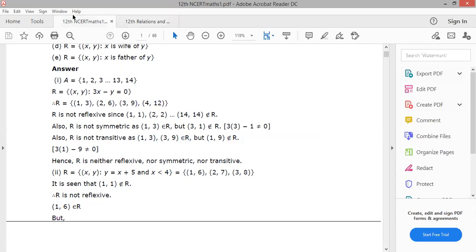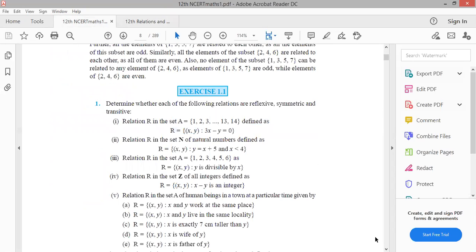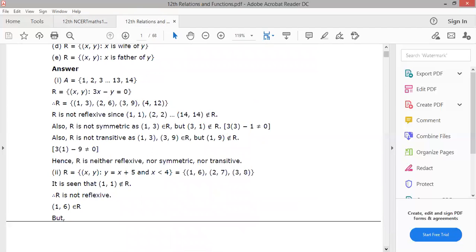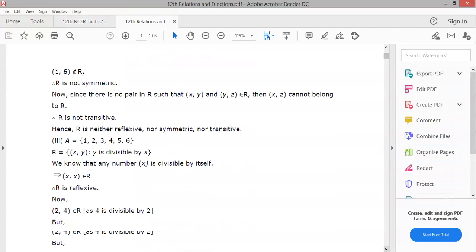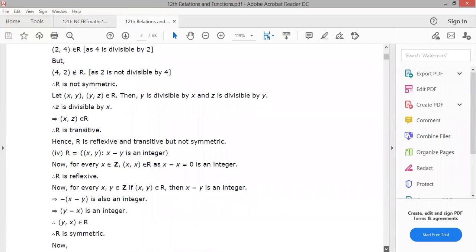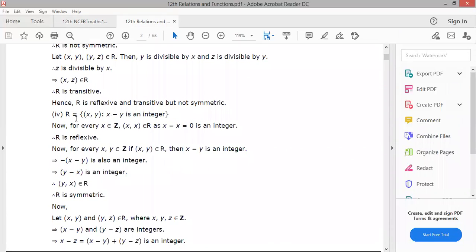On the same lines, we can solve other questions, say part number second and part number third of this question. Let's go to part number fourth of this question. We will highlight it here. In part number fourth, we have to check whether R = {(x, y): x - y is an integer} is a reflexive, symmetric, and transitive relation.